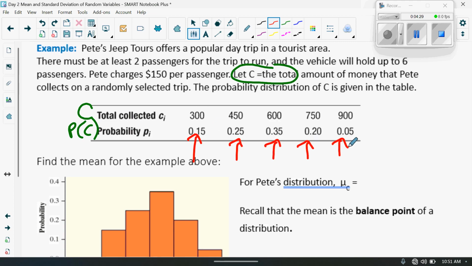They're all weighted differently. So if we want to find the mean for his distribution, which we'll call mu of C or E of C, I'm going to put E of C, we're going to do the formula that I just specified.